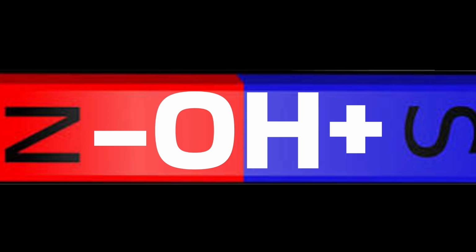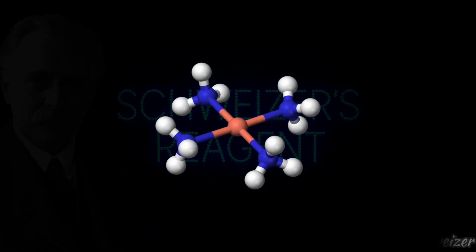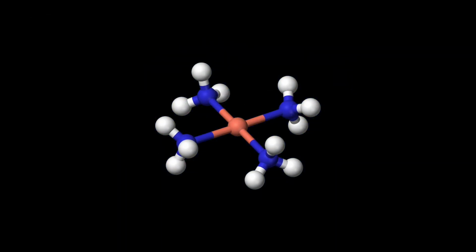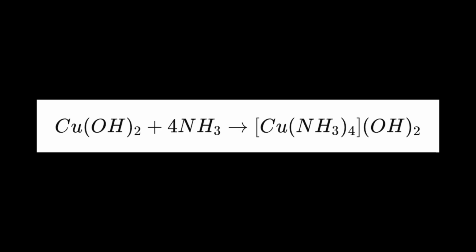To break this up chemically, we need a reagent that can coordinate with the hydroxyl groups. And that is today's compound, Schweizer's reagent. Tetraamine copper 2 hydroxide, made by reacting copper 2 hydroxide with aqueous ammonia.